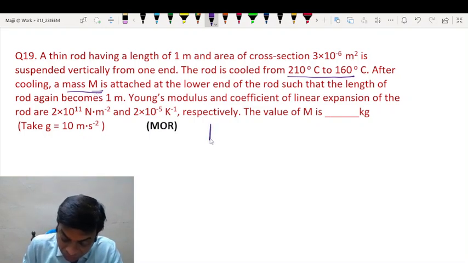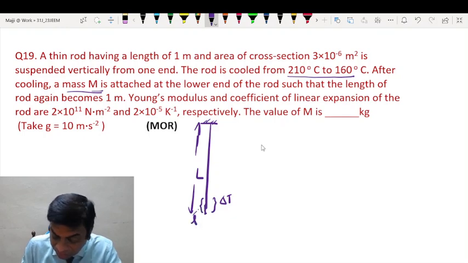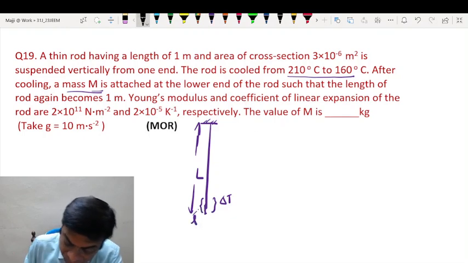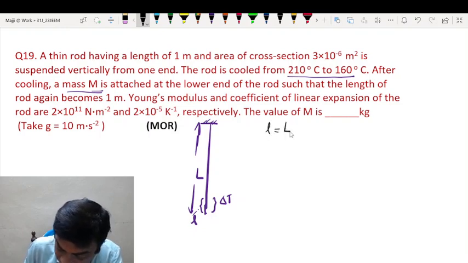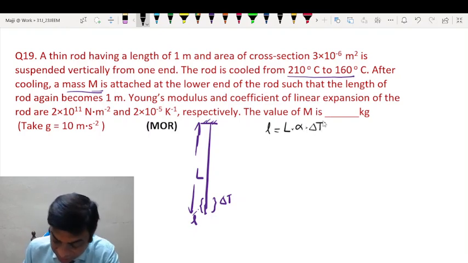Okay. So suppose this is the rod. Initial length is L and the temperature is reduced by delta T. So the length will be reduced by small l. So we have the formula: change in length is equal to original length into alpha into delta T, where alpha is the coefficient of linear expansion.